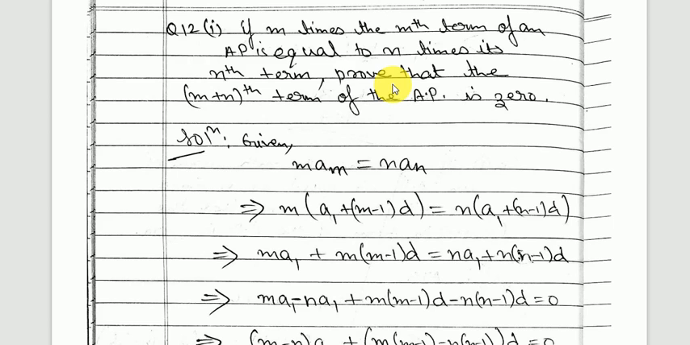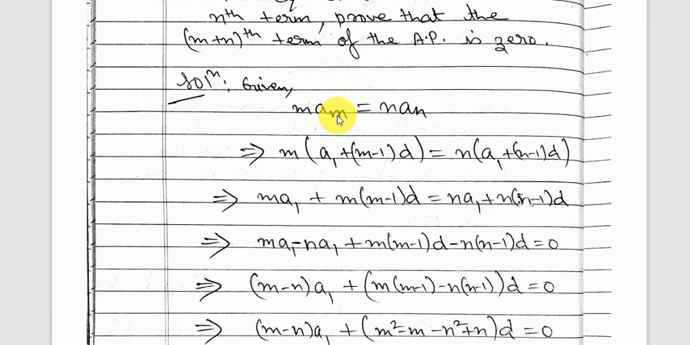and then we have to prove that in that case, the m plus nth term of that AP will be 0. Okay, so let us move on according to the given information. Given that m times the mth term is equal to n times the nth term. So this is how we'll write: m into am is equal to n into an.